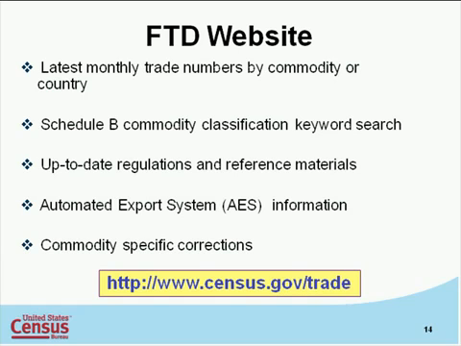Other than USA Trade Online, there are a lot of data available directly on the Census Bureau website of www.census.gov/trade. The data here tends to be aggregated at a higher summary level. This is also the place to go get your export classification codes or information on export regulations or the automated export system known as AES.